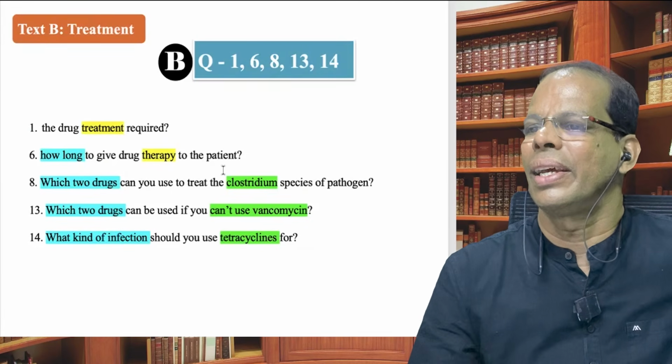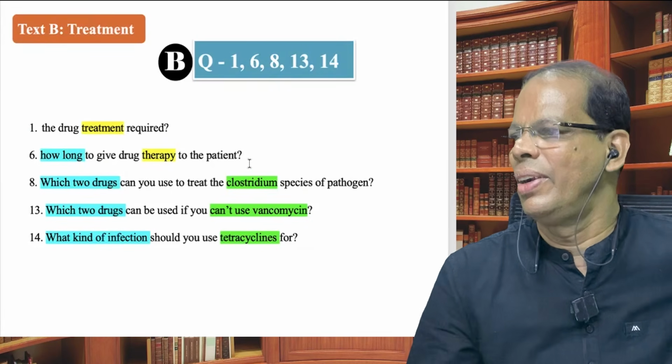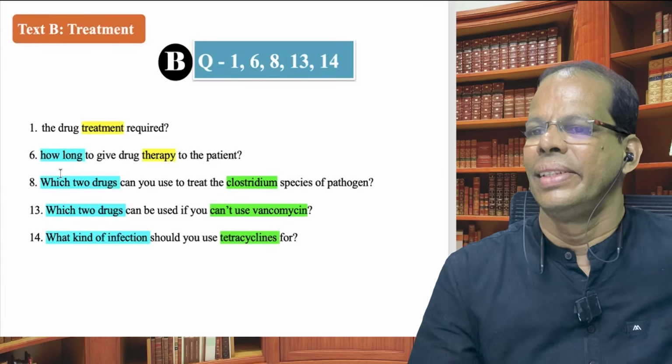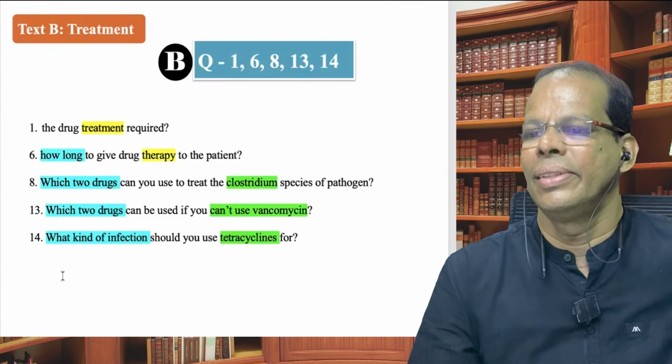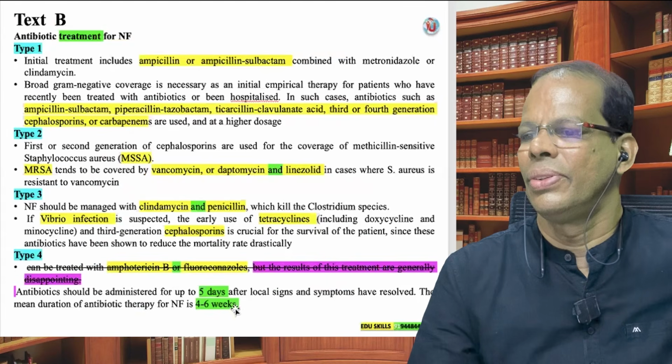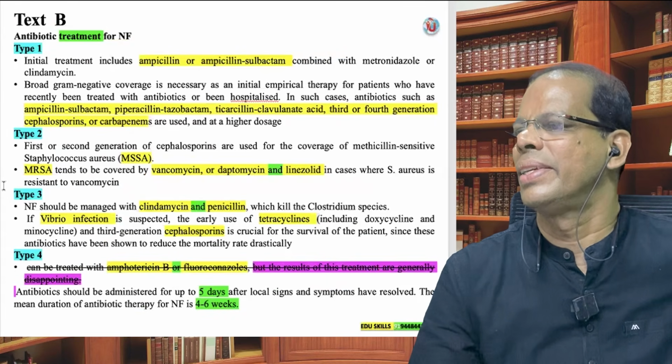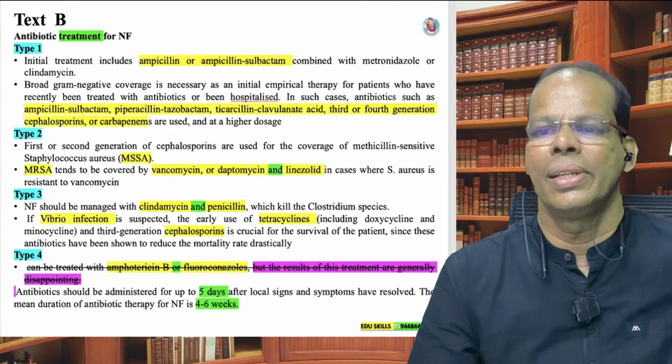How long to give drug therapy to the patient? It is in B, only to connect. How long to give drug therapy? It is given at the last lines, right? 4 to 6 weeks. See, I said 5 days, but it is 4 to 6 weeks. Numbers are important.